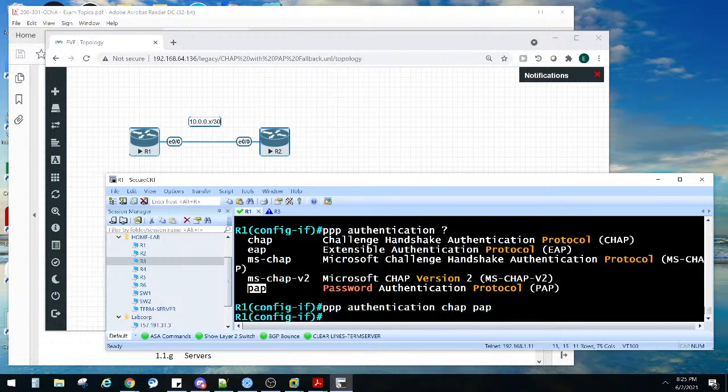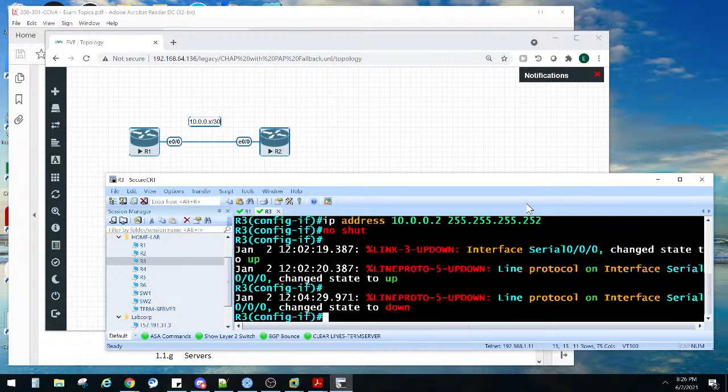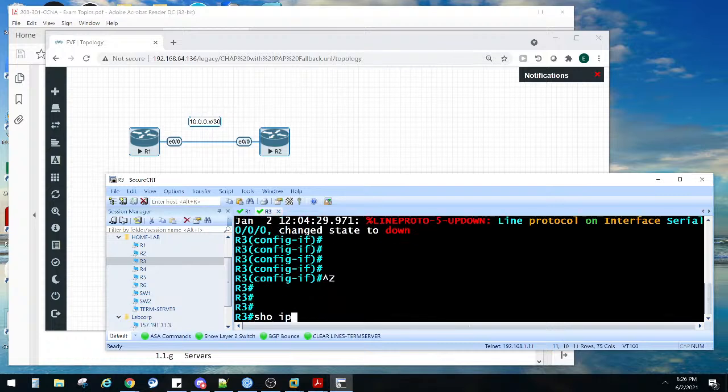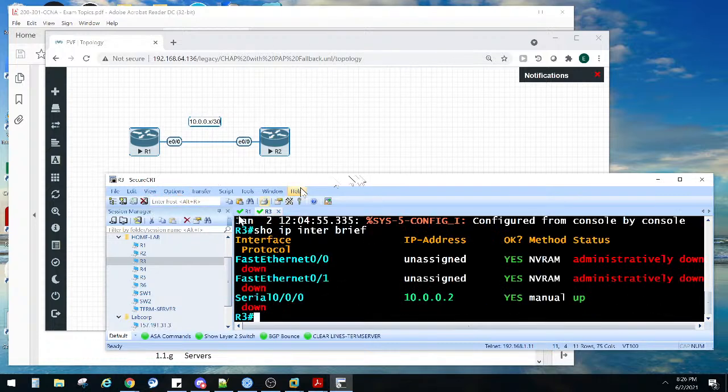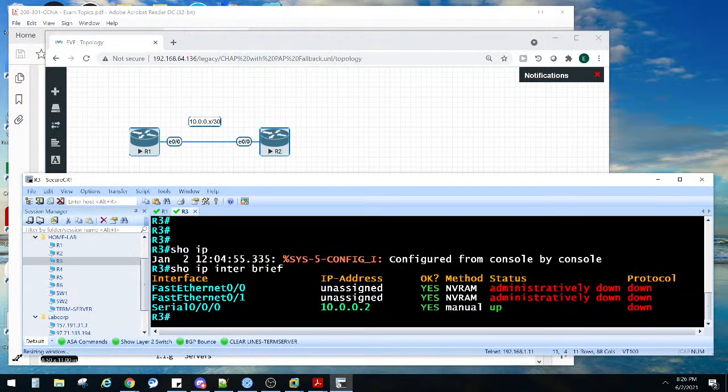Right click that. We got to do the same thing on the other side. Do we have to set a password? I don't remember. We may not, but we got to do the same exact config on this router. You notice it went down, right? I'll even show you. Show IP interface brief. We see it was up. It's showing up right there, but the protocol is down. See that right there?